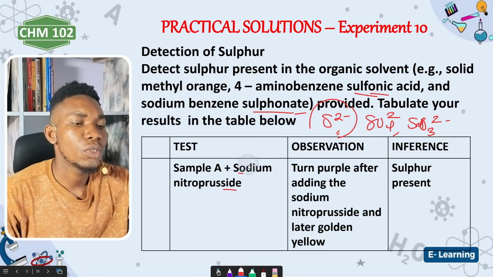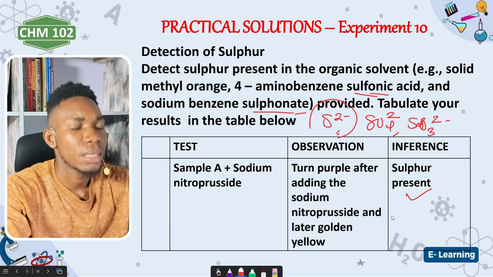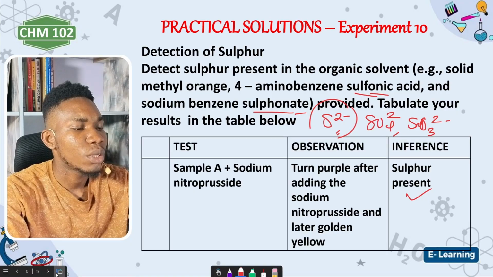So you can write what you have here. Sample A plus sodium nitroprusside turns purple after adding the sodium nitroprusside and later golden yellow. Sulfur what? Present. All right, so this particular one, sulfur is present.